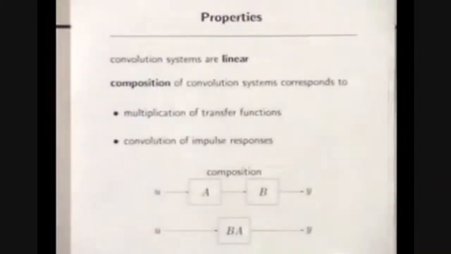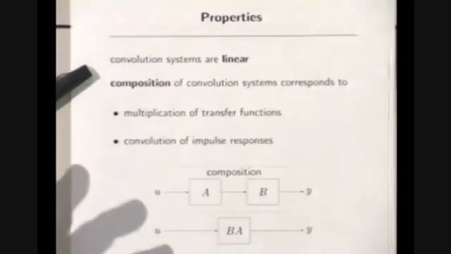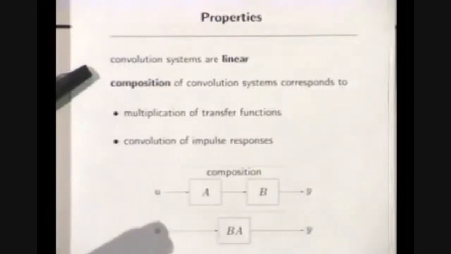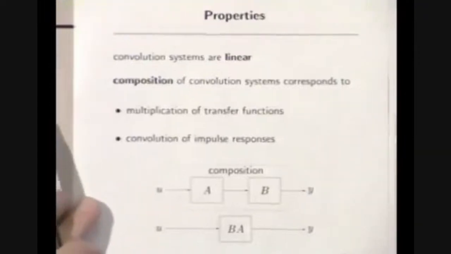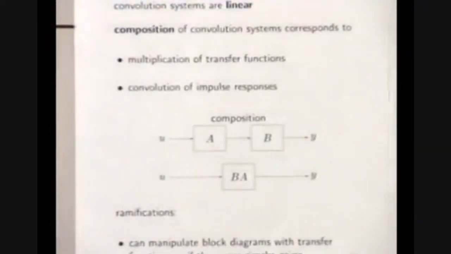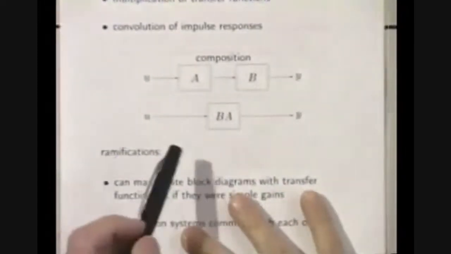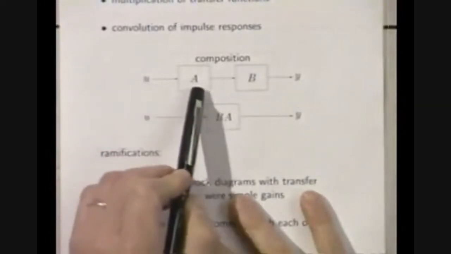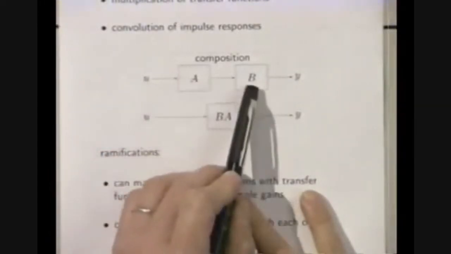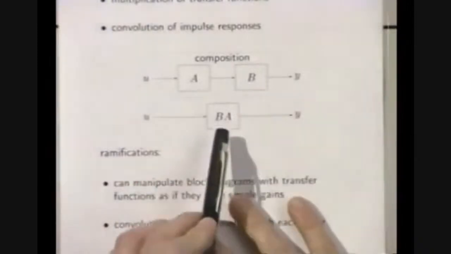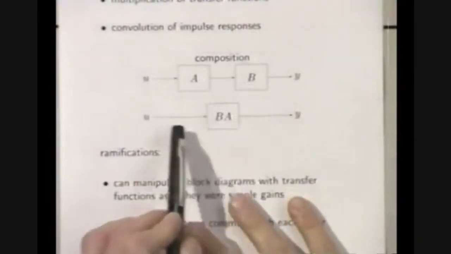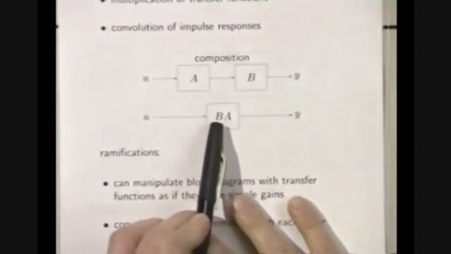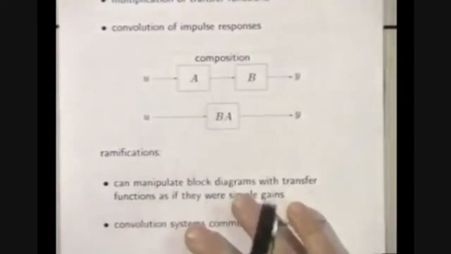So some important properties of convolution systems. First of all, they're linear. In other words, if you double the input to a convolution operator or a transfer function, what comes out doubles. And you have superposition as well. And then composition, this is very interesting. If you have composition, this corresponds to multiplication of transfer functions. So here, for example, if you see a system which first processes by the transfer function A, and then by capital B to get Y, that's the same as if you simply operated with a single transfer function which had transfer function BA, the product.